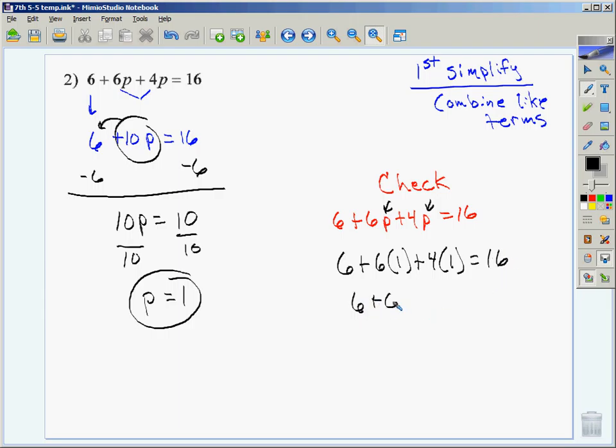6 times 1 is obviously 6. 4 times 1 is obviously 4. 6 plus 6 is 12. Plus 4 more is 16. So you can see that no matter how complicated the problem gets, we have the ability to check our answer. Again, remember you can pause the video so students have a chance to copy down all the work.